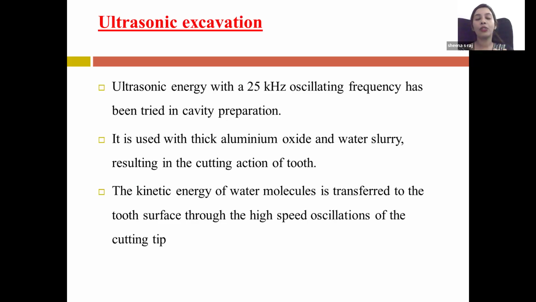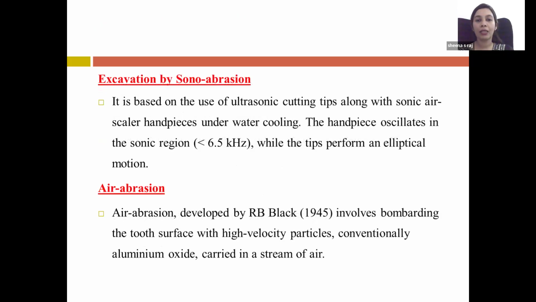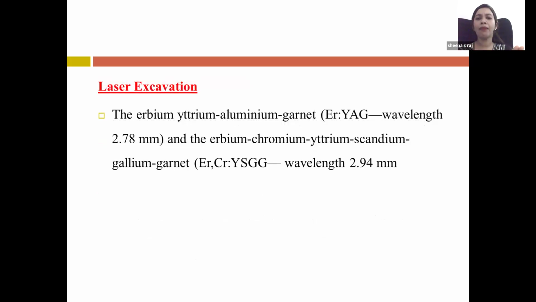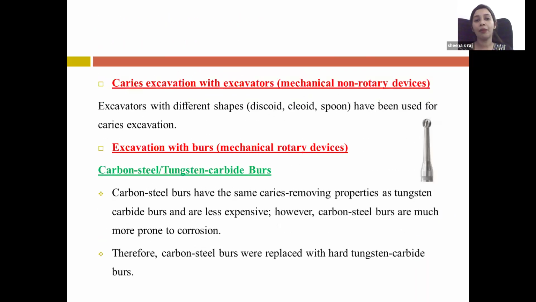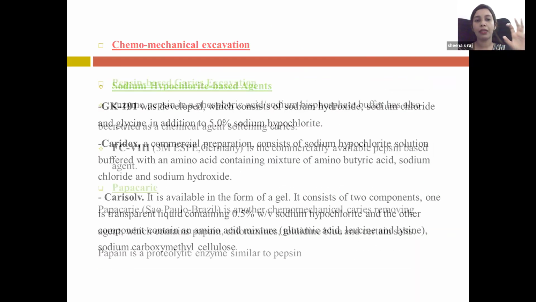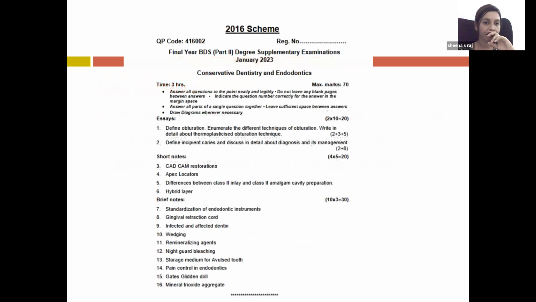Ultrasound methods use 25 kilohertz oscillations. Sonic abrasion is another method where the frequency will be less than 6.5 kilohertz. Air abrasion uses very high speed aluminum oxide onto the surface of the tooth, which removes the caries. Then lasers, very important. YAG lasers are used for removing the caries, so please keep that in mind. Very important methods: first, the mechanical method; second, the excavation by burrs; third, the chemomechanical method, ultrasonic method, sonic abrasion, and lasers.